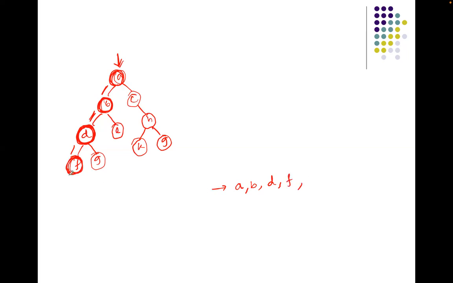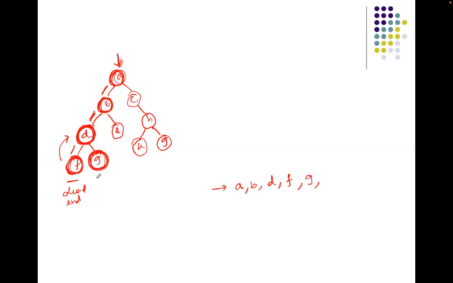Now here I don't have any more option. I cannot go any deeper. So that's my dead end. So from here, what I will do, I'll do the backtracking. I'll go to D and I'll look for further options. Can I visit any more node? From D, I can see that I have one more option, G. So I'll visit G.